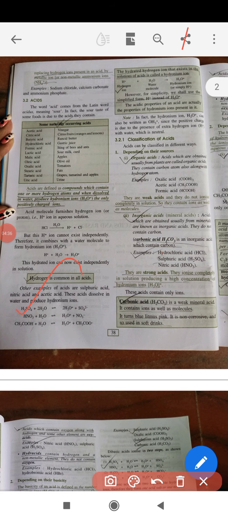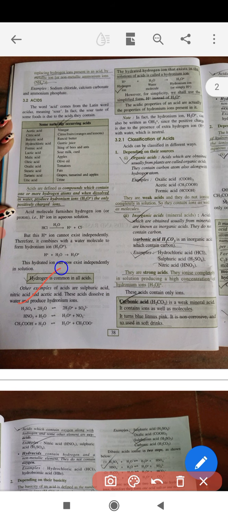Here are the examples. Taking a simple example, hydrochloric acid, for which the formula is HCl, dissolves in water to form H plus and Cl minus ions, that is hydrogen ion and chloride ion. That hydrogen ion is further hydrated and forms hydronium ion. H3O plus is hydronium ion, normal H plus is called hydrogen ion, and Cl minus is called chloride ion.